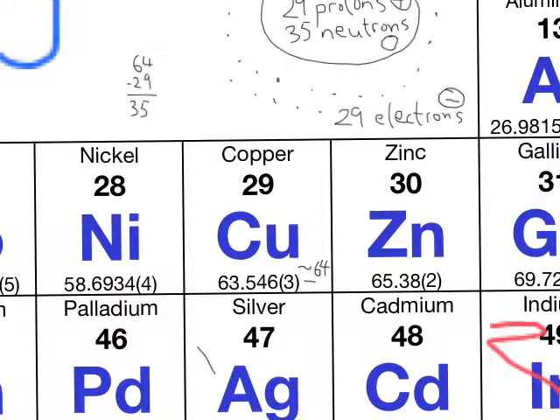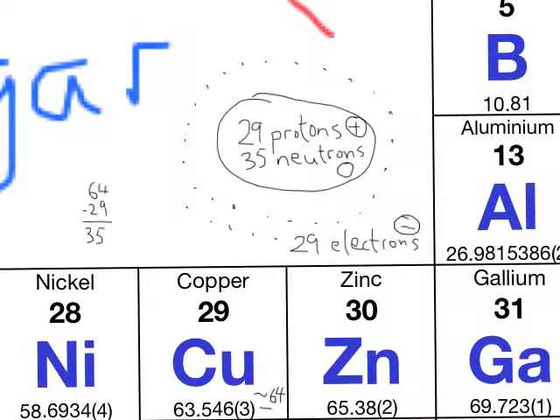And I think it's always easier to round off to the whole number. The reason why it's not a whole number is because not every copper atom's got 35. Some might have a slightly greater number. They might have 36 neutrons. Some might have 34. But on average, they've got 35 neutrons in them.